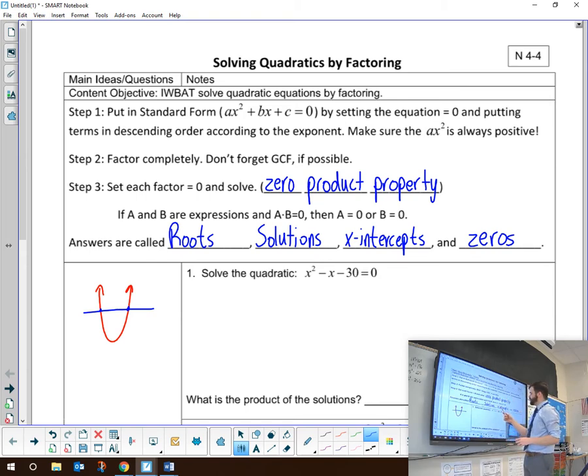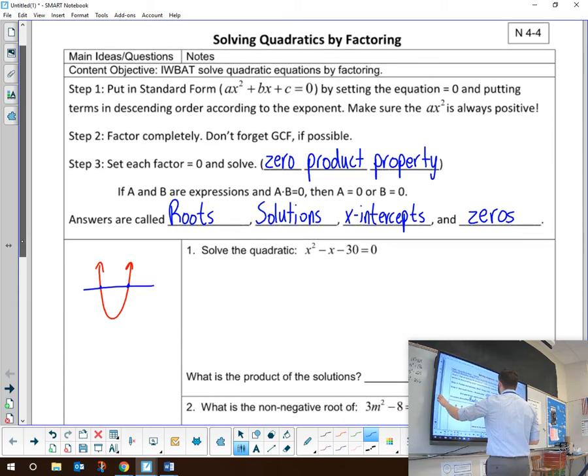And I just want you to know you're going to see all of these words today: roots, solutions, x-intercepts, and zeros. All of those mean the answer to our problem. Okay, it's just different words that you're going to see throughout all this. And lastly, today we are just doing the odds. Tomorrow we're going to do the evens. So let's take a look here first at number one.